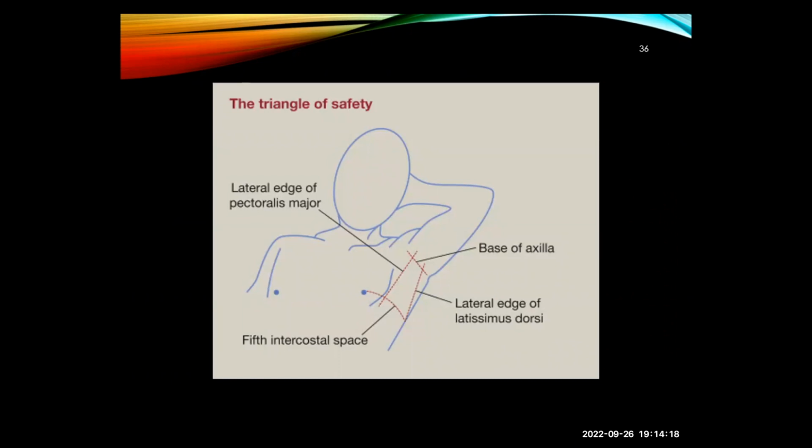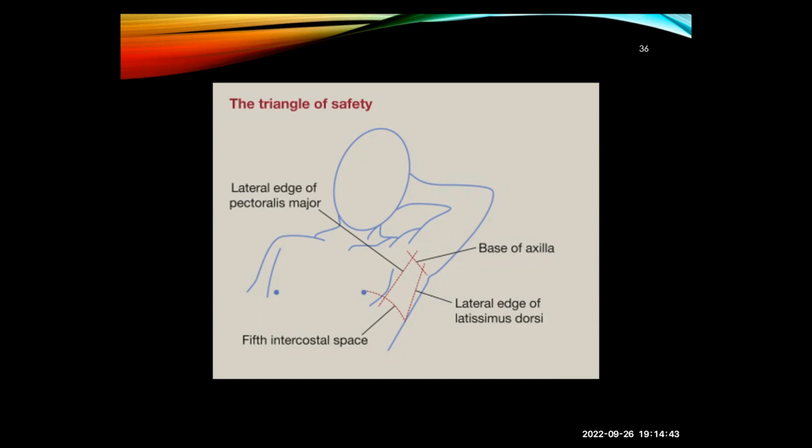So how do you put a chest drain? Your ATLS principles and your standard surgical practice for a traumatic chest drain is to get a drain in the triangle of safety. If the patient is lying down, your triangle is marked by the lateral edge of the pec major muscle, the lateral edge of the latissimus dorsi muscle, and then the fifth intercostal space, and you have the base of the axilla.